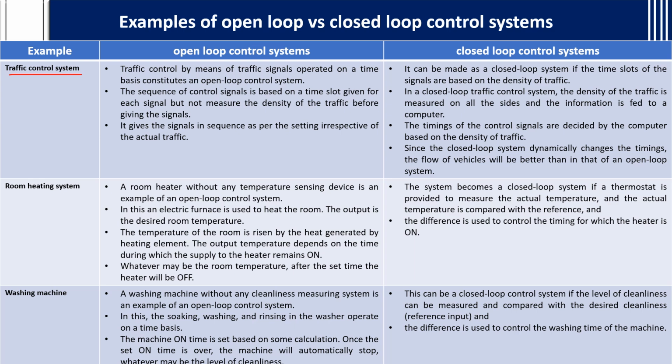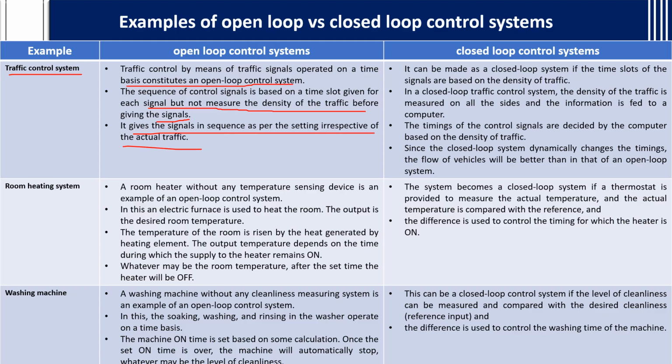Traffic control by means of traffic signals operated on a time basis constitutes an open loop control system. The sequence of control signals is based on a time slot given for each signal but does not measure the density of traffic before giving the signals. It gives the signals in sequence as per the setting, irrespective of the actual traffic.